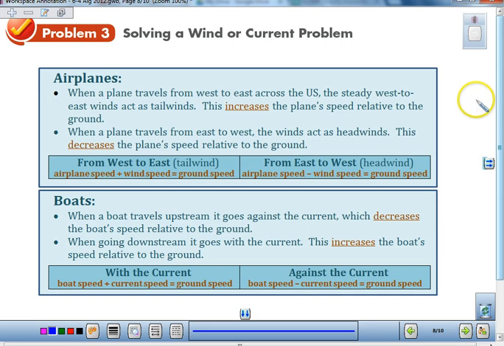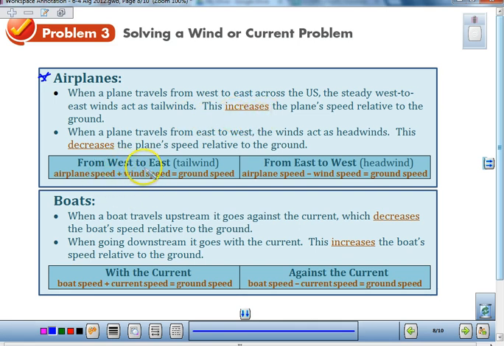The last type of problem that we want to look at is called the current or wind problems. Now, with these, you're going to talk about both airplanes and boats. When we talk about airplanes, we talk about a plane that travels from west to east in the United States. The steady west to east winds act as a tailwind. That means it increases the speed.